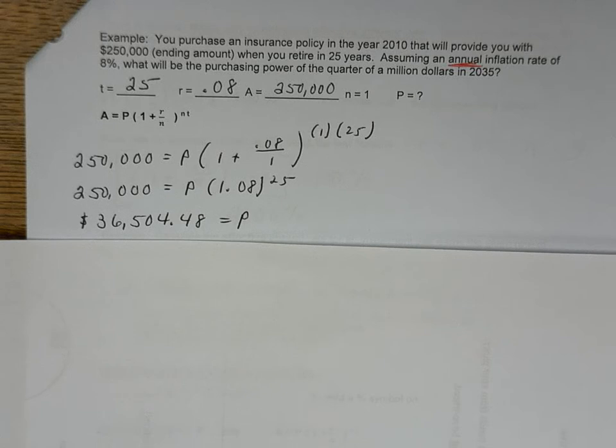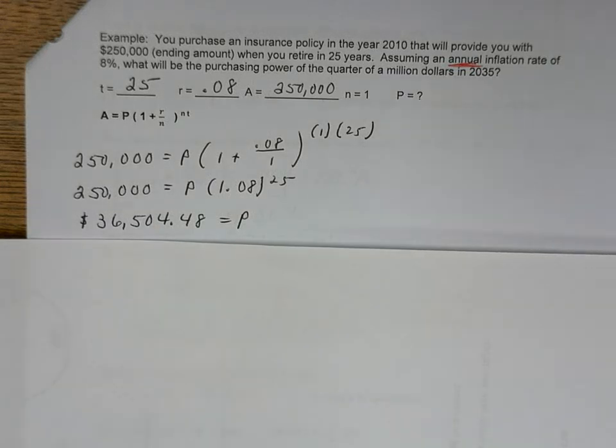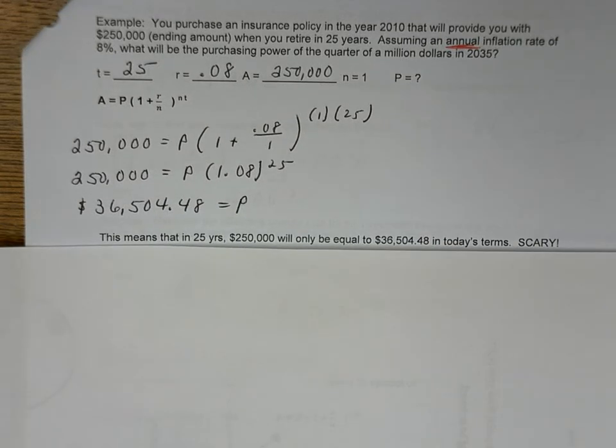And there we go. $36,504.48, okay? So what that means is, here you're thinking, wow, in 25 years I'm gonna have $250,000. Well, yeah, but it's only gonna really be worth $36,000. You know, that's scary. That's very, very frightening. It kind of is changing the way I look at investing for my future.